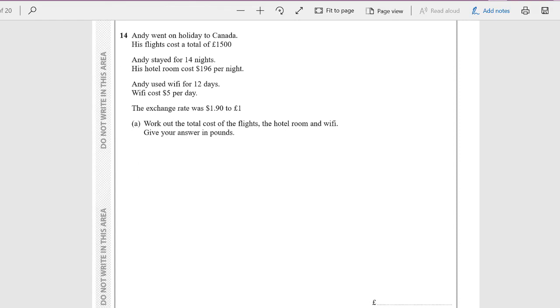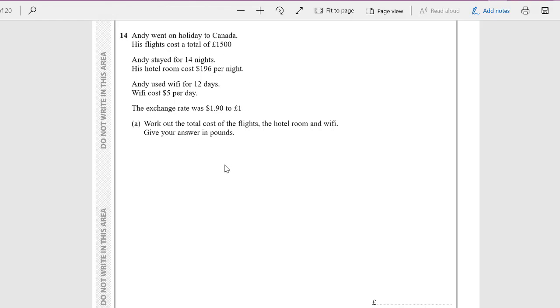Question 14. Andy went on holiday to Canada. His flight costs a total of £1,500. Andy stayed for 14 nights. His hotel room costs $196 per night, so Canadian dollars. Andy used Wi-Fi for 12 days. Wi-Fi costs $5 per day. The exchange rate was $1.90 to £1. Work out the total cost of the flights, the hotel room and the Wi-Fi, give your answer in pounds. So you've got all your information there.